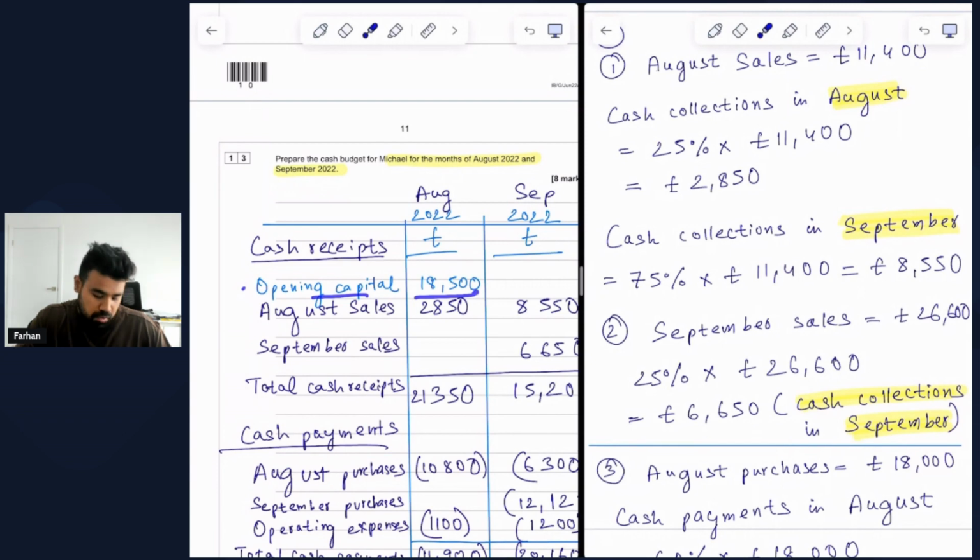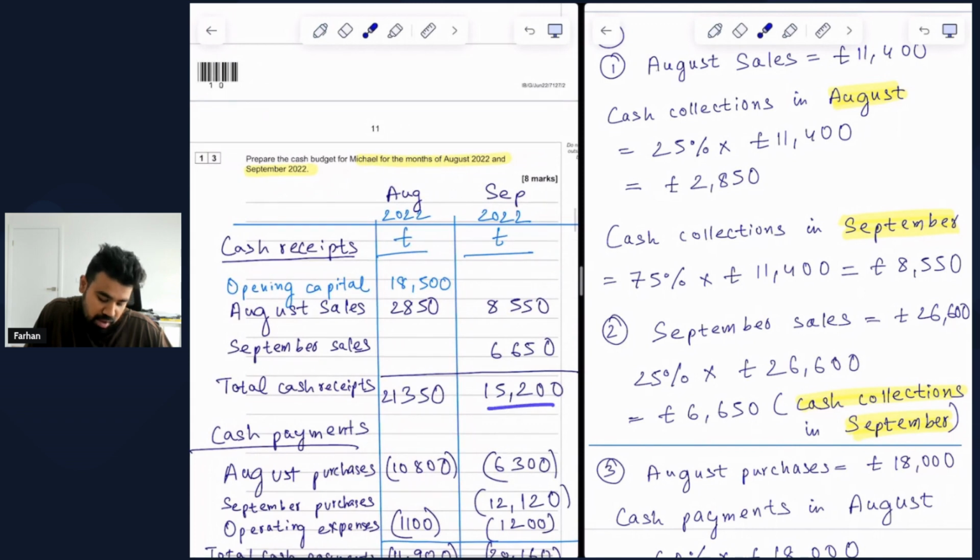So once you have got all the cash receipts together, then you find the total cash receipts for each month. So for August, we're only adding the opening capital and the sales that we're going to be collecting in August in terms of cash. And that gives us the total of £21,350. And for September, we're going to be collecting 75% of August sales and also 25% of the sales we make in September itself, which gives us £15,200 as the total cash receipts in September.